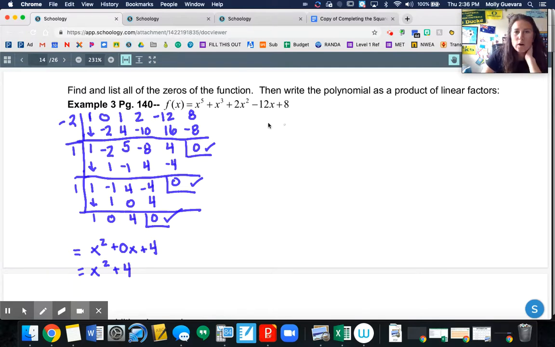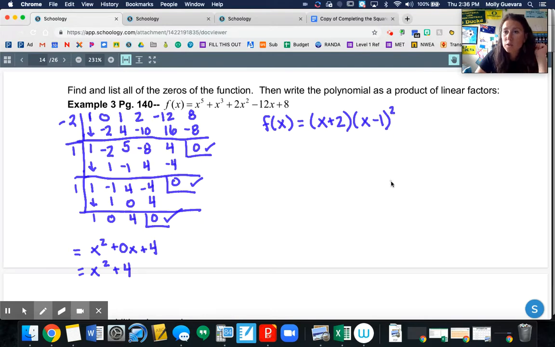Okay, so I know so far that f of x is equal to x plus 2, because it crosses the graph at negative 2, right? X minus 1, because it crosses the graph at negative 1. But it crosses the graph at negative 1 2 times, so it has a multiplicity of 2. Or you can write x minus 1, x minus 1. So then the last thing I have to do is just solve for this.